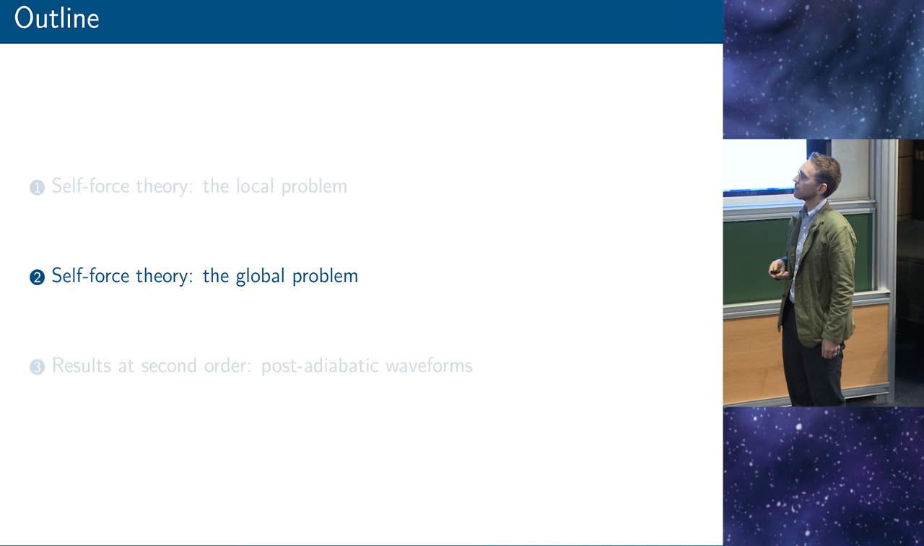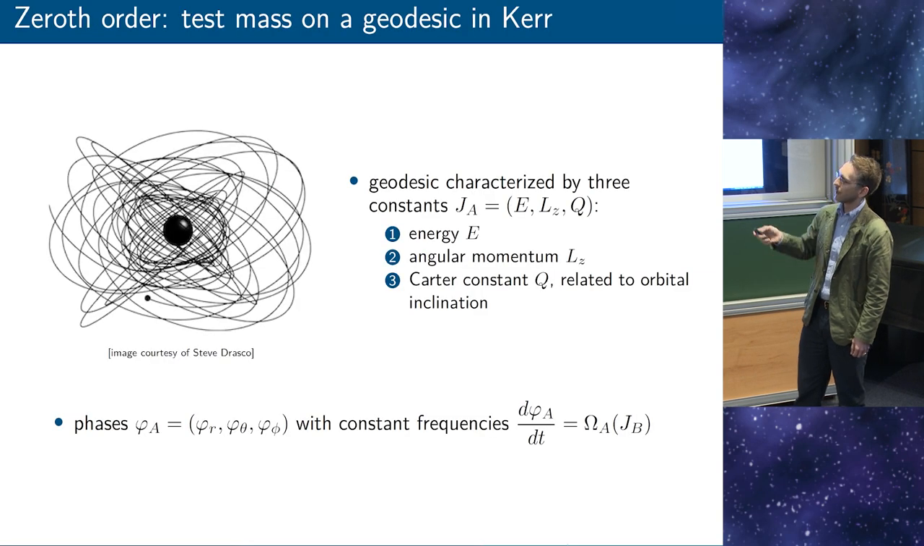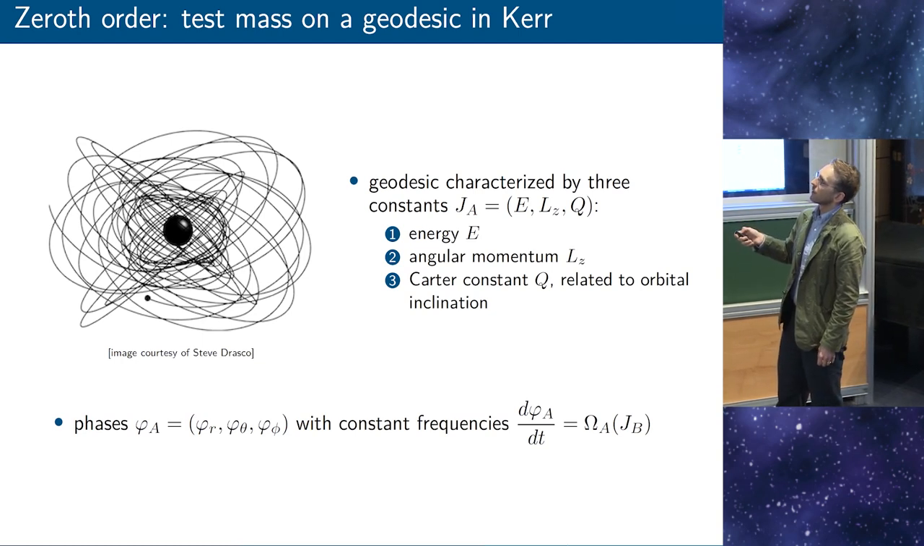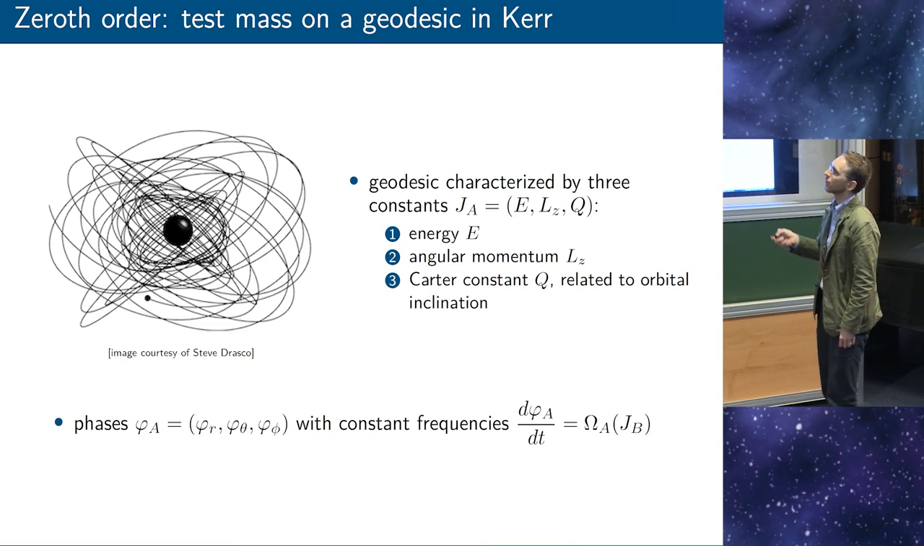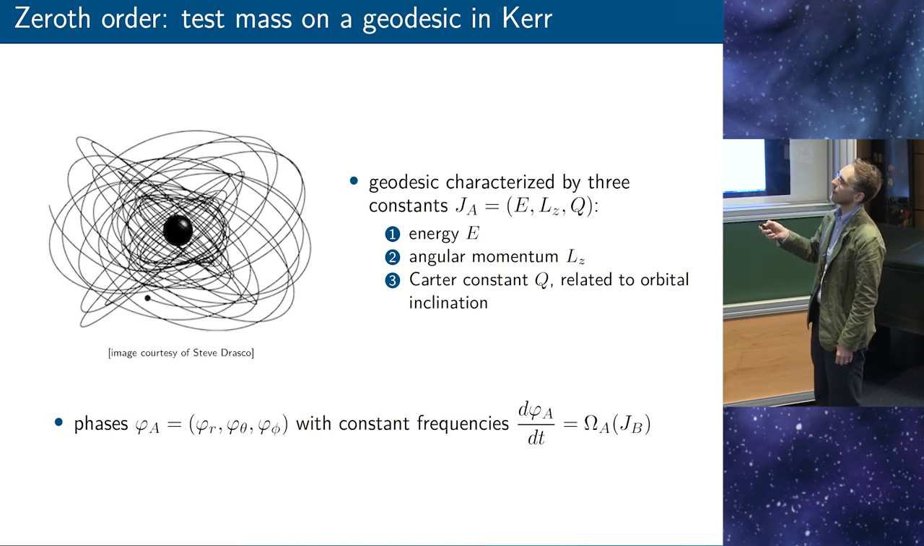Okay, so that's all I wanted to say about the local problem near the small body. So now let's switch to the global problem, which is solving the Einstein equations. Given that local representation, solve the Einstein equations in the spacetime of a big black hole. So at zeroth order in the external spacetime, you're starting off with just a test mass moving on a geodesic in the Kerr geometry of the big black hole. That geodesic is characterized by three constants of motion, the energy, the azimuthal angular momentum, and what's called the Carter constant, which is related to the orbital inclination.